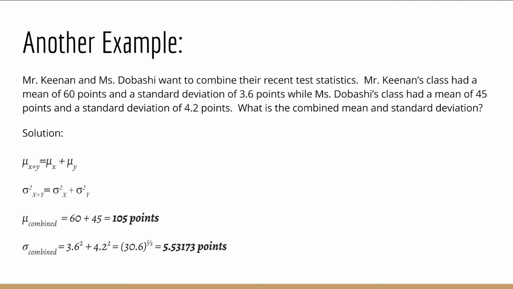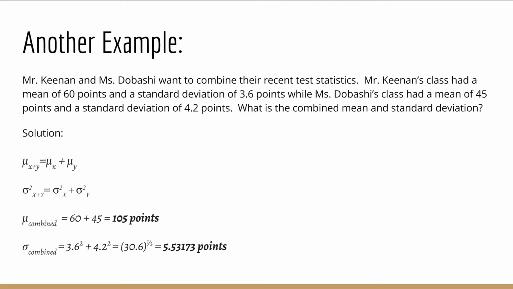The next example reads that Mr. Keenan and Ms. Dobashi want to combine their recent test statistics. Mr. Keenan's class had a mean of 60 points and a standard deviation of 3.6 points, while Ms. Dobashi's class had a mean of 45 points and a standard deviation of 4.2 points. What is the combined mean and standard deviation?